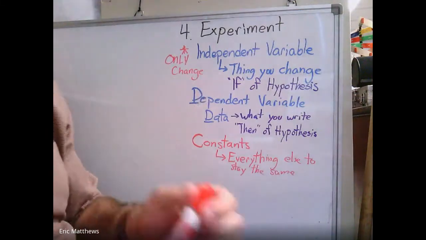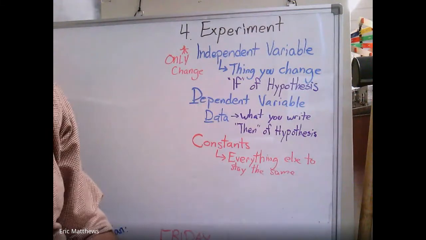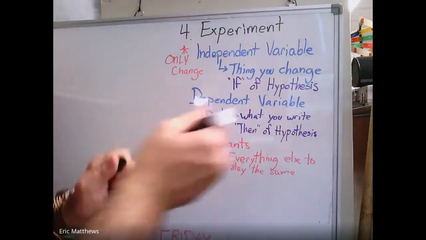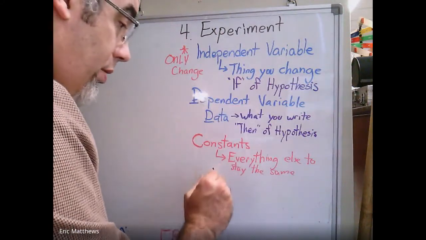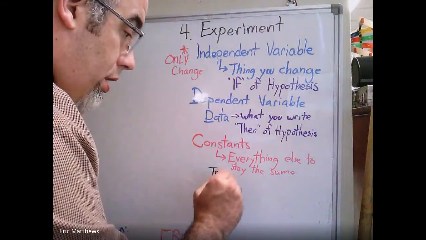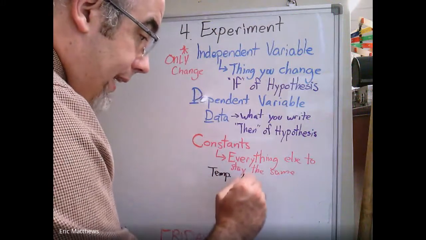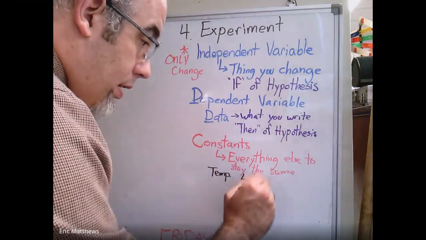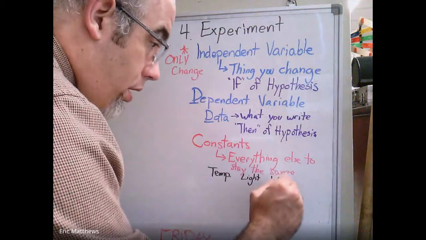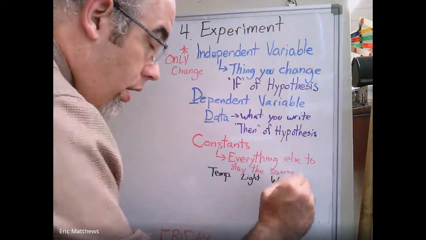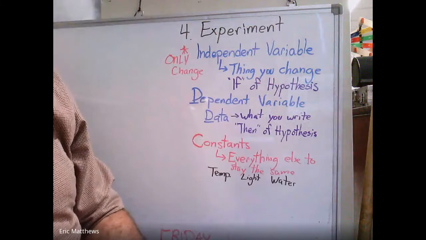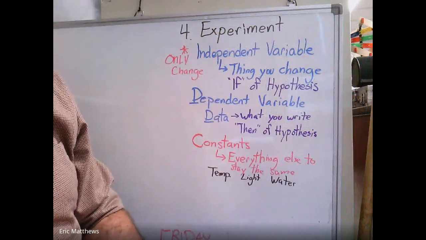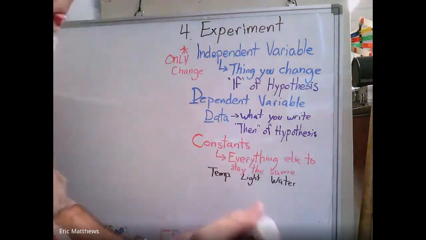And in class, I went over 3 things for you guys to memorize for constants. It was temperature, light, and water. Even if those don't make any sense, they are constants that we want to keep the same in every single experiment.